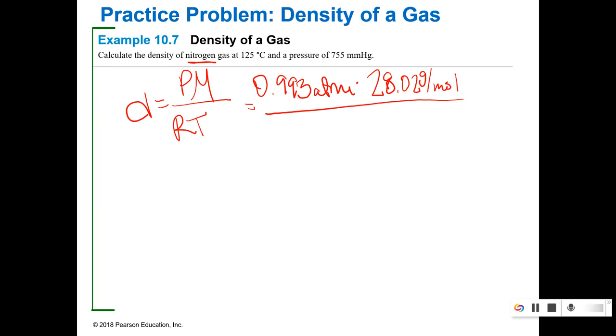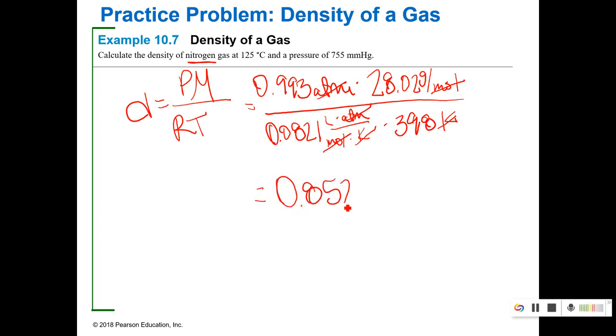over R, 0.0821 liter. Sorry, that's not 373, that's 398 Kelvin. Okay, so the reason this comes out to grams per liter, our kelvins cancel, our atmospheres cancel, our moles cancel, and I get grams per liter left. I get 0.852 grams per liter.